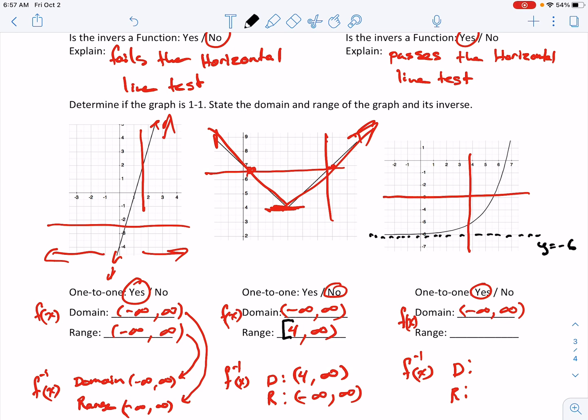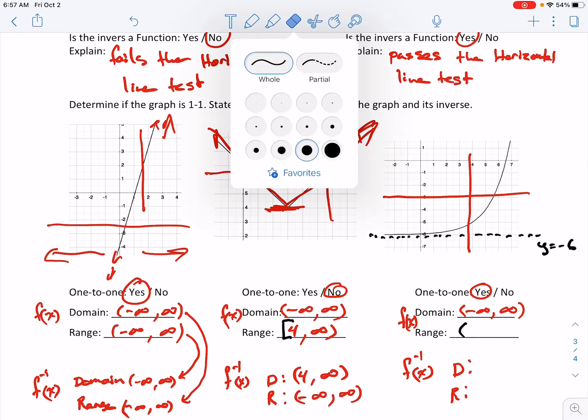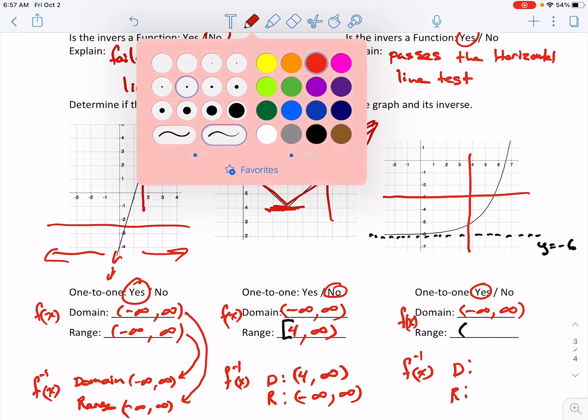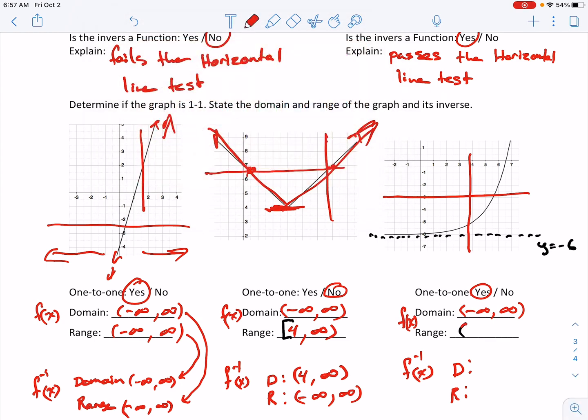So we say the range is from -6 to infinity. Okay, so the domain up above becomes the range below on the inverse, and the range from the original becomes the domain on the inverse.